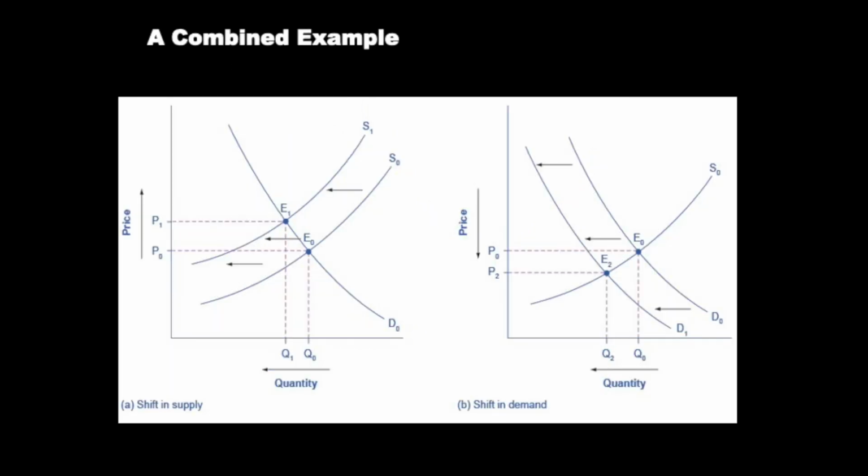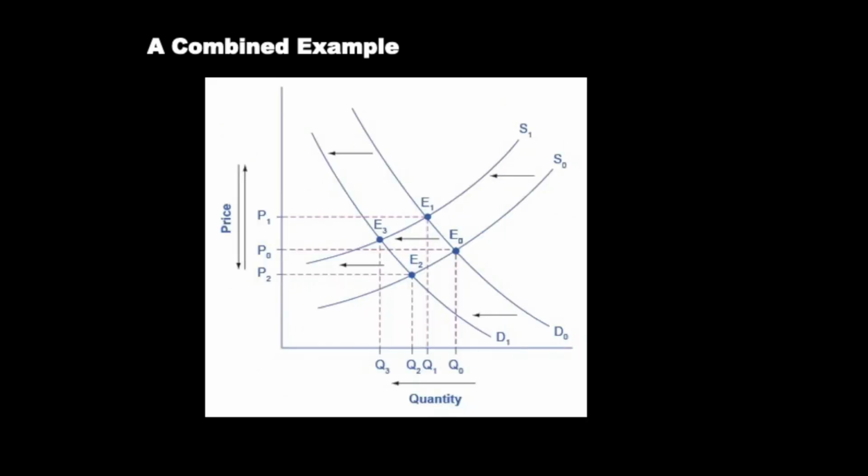Here we see a combined example. Figure A shows that a higher labor compensation causes a leftward shift in the supply curve and a decrease in the equilibrium quantity, as well as an increase in the equilibrium price. Figure B shows that changes in tastes away from postal services caused a leftward shift in the demand curve and decreases in the equilibrium quantity and the equilibrium price.